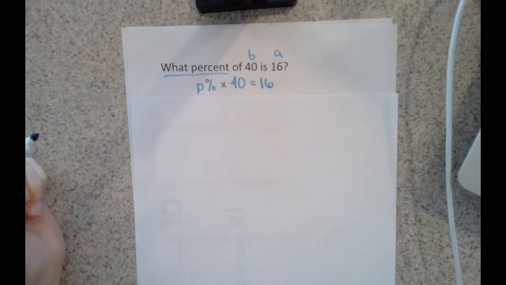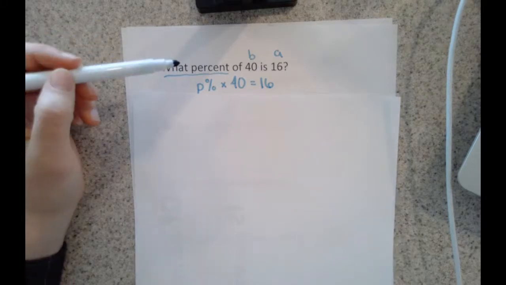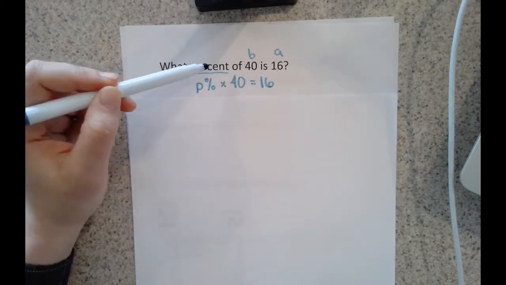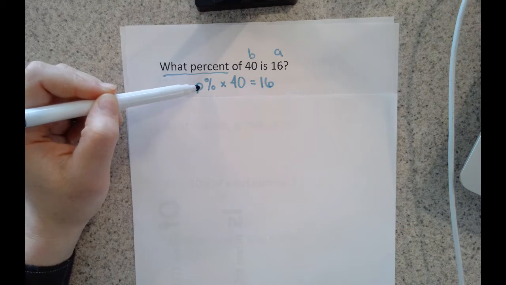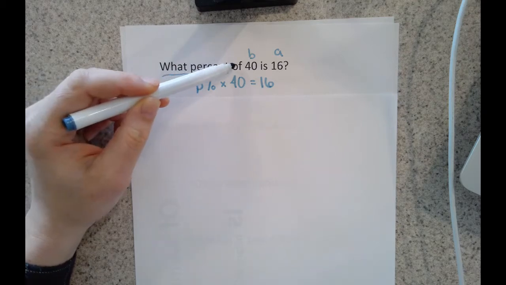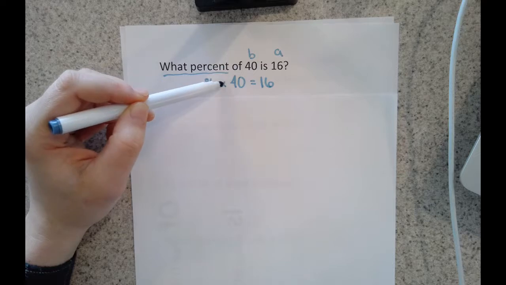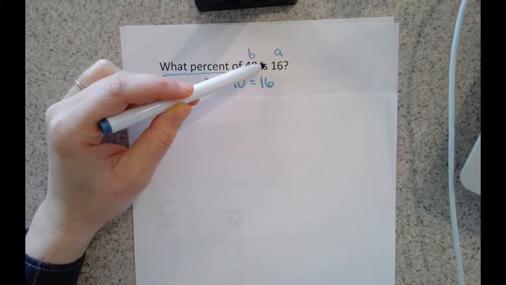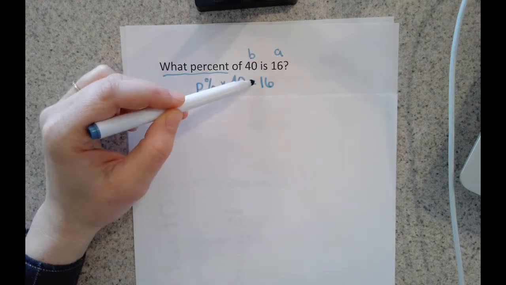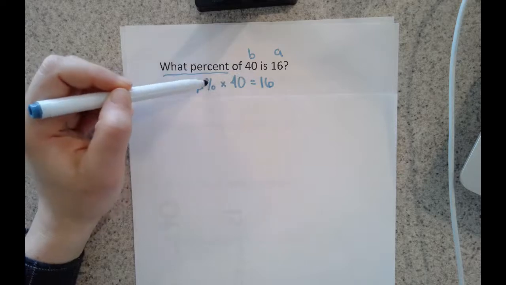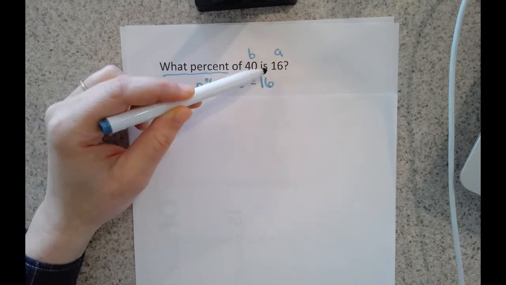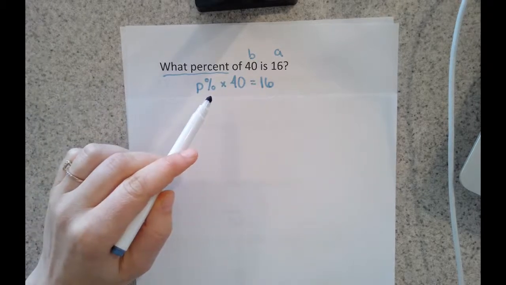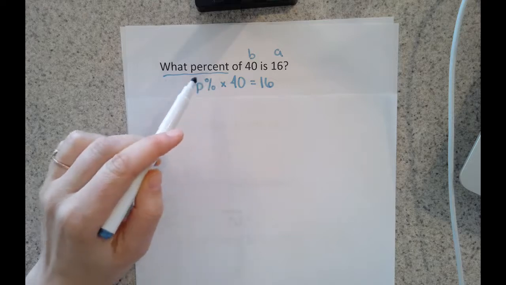Now what I want you to notice here is that what percent means P is unknown and we can leave it a variable. Here's the word of. Of often means multiply. Then we have the number 40, followed by the word is. Is often means equals in math. So literally everything just got translated directly into math language. To solve this problem, we're going to need to find percent. That's the missing variable.